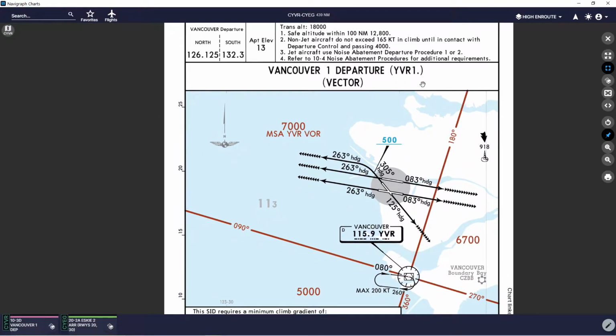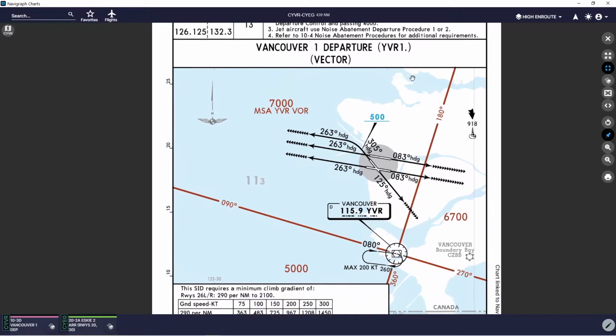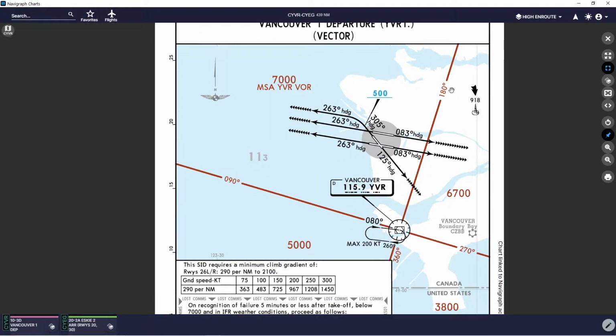Then coming down on the header here, you have the Vancouver 1 departure. Once again, it's what might be in your GPS or your FMS, the identifier for it. So it's Vancouver 1 and it's a vectored SID. Then you get your overall graphic of what it's going to essentially look like from a top-down view and how you would fly this departure.